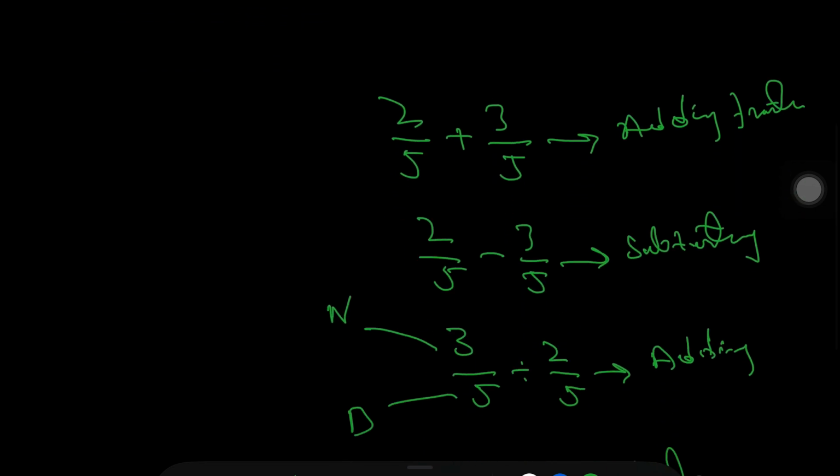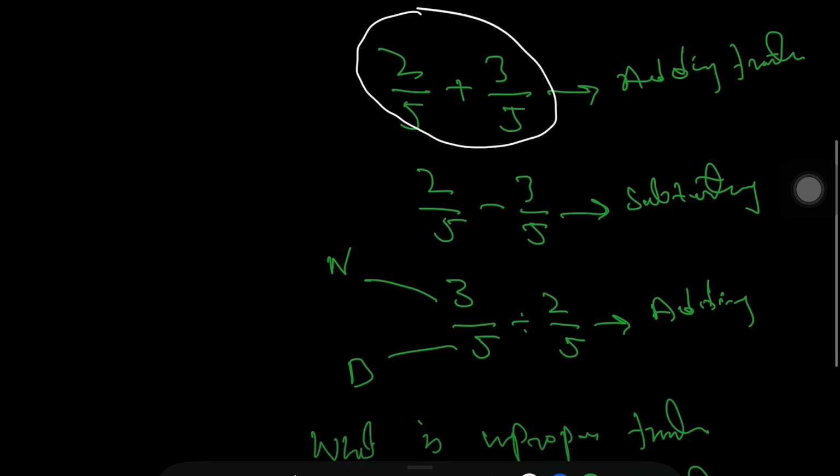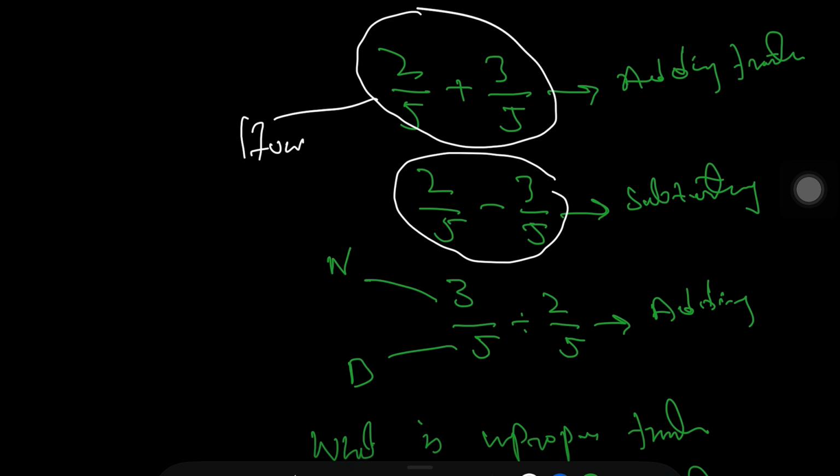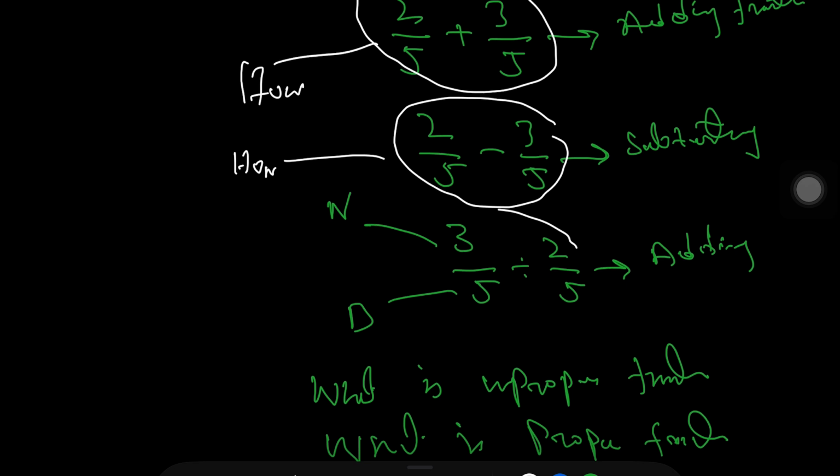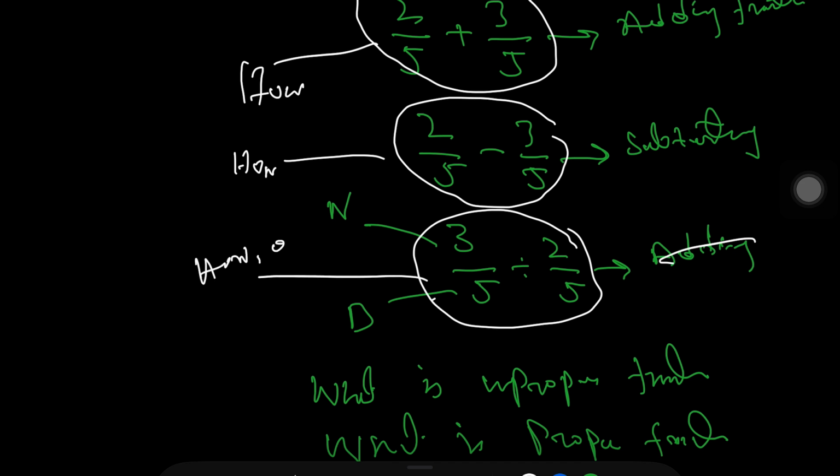2 upon 5 plus 3 upon 5, this example is based on adding fractions. Okay, and 2 upon 5 minus 3 upon 5, this example is based on subtracting fractions. How to solve these we will discuss in our coming videos, and how to simplify the subtracted fraction we will also discuss in a coming video. And this is an example based on dividing fractions. How to divide, we will discuss in our coming video.